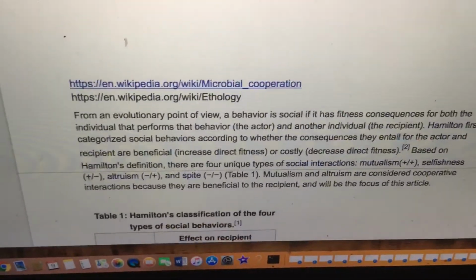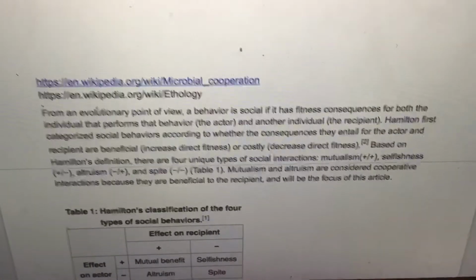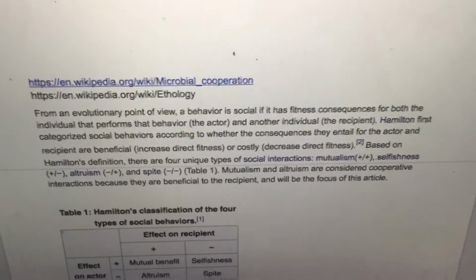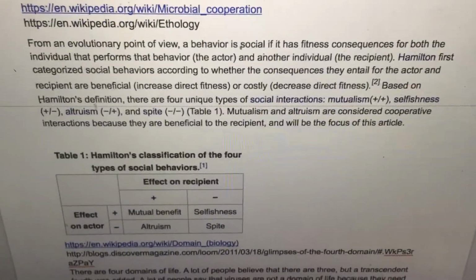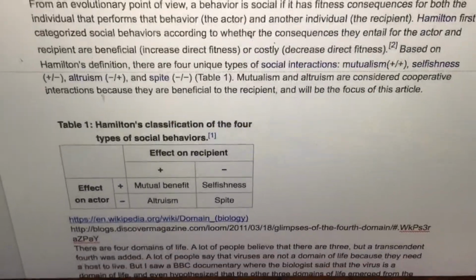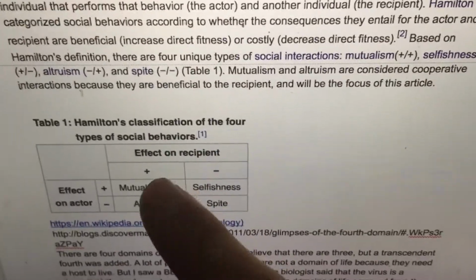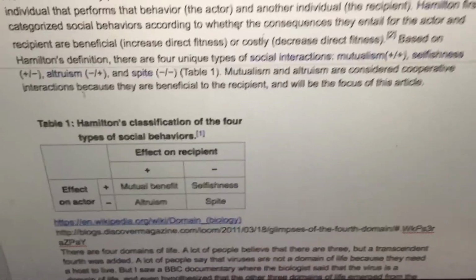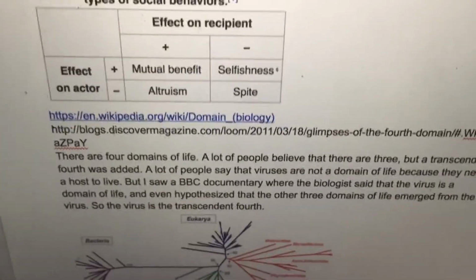From an evolutionary point of view, a behavior is social if it has fitness consequences for both the individual that performs the behavior, the actor, and another individual, the recipient. Okay, so these are the 4 types of social behavior. Mutual benefit would be positive effects on the recipient and the actor. Then there's altruism, selfishness, and spite. See how it's a quadrant model.